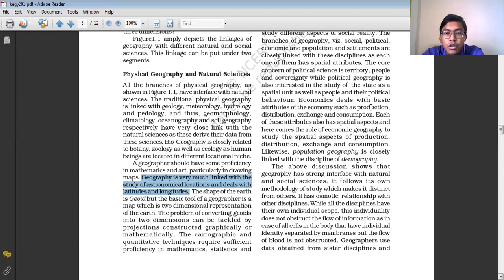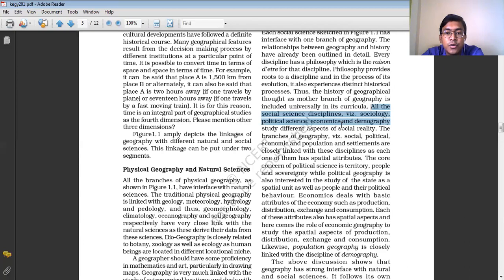So all the social science disciplines, sociology, political science, economics, and demography, study the different aspects of social reality. So all the branches of social science such as sociology, political science, economics, demography, and all, they study the social aspects of human life and all. And they are related with the branches of geography such as social geography, political geography, economic geography, population geography, settlement geography, and all.